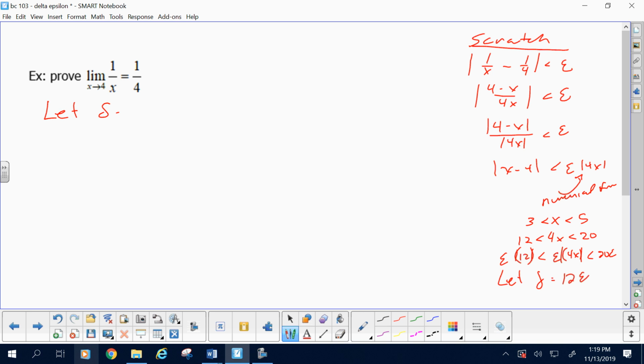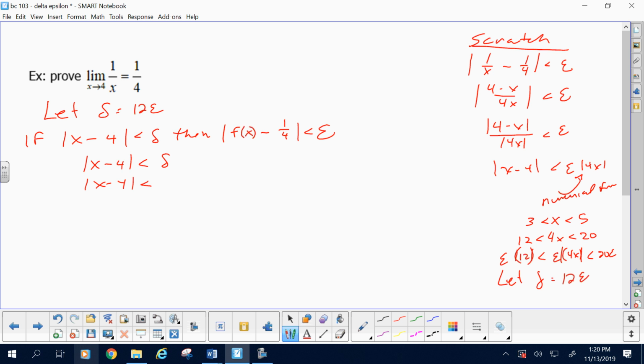Identify your delta. Let delta equal 12 epsilon. I will prove, satisfying the definition, that if the absolute value of x minus 4 is less than delta, then it must follow that the absolute value of f of x minus the limit, which in this case is 1/4, is less than epsilon. What do we assume to get us going? The absolute value of x minus 4 must be less than delta. And therefore, x minus 4 must be less than 12 epsilon. All right, now what do we do?